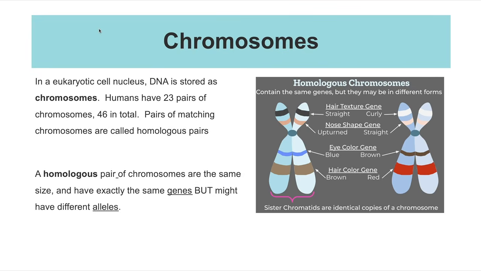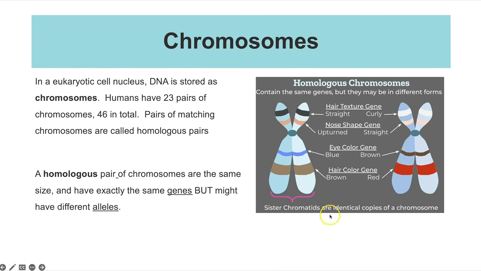In eukaryotic organisms, the DNA is stored as chromosomes, and humans have 23 pairs of chromosomes, which means there's 46 in total. And you have 2 copies of every chromosome, and those matching pairs, or the 2 copies, are known as homologous pairs. And what we mean by homologous, wherever you see homo in biology, that means the same. So a homologous pair of chromosomes are 2 chromosomes that are the same size, and key is they have exactly the same genes, but they might have different alleles.